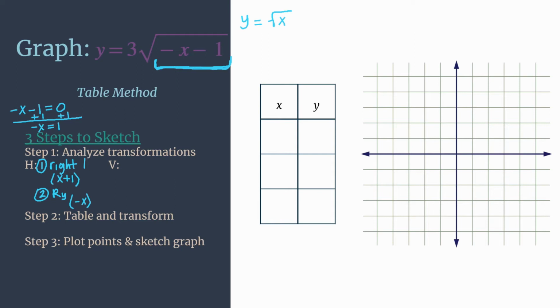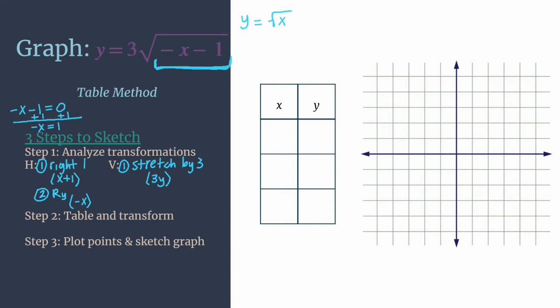Now let's look at our vertical transformation, and that's the 3 out front. Okay, so remember, vertical transformations affect the y coordinates, and what you see is what you do. If you have multiple, you would use PEMDAS order. Here we just have the 1. We see that 3 times the square root, and so that means we're going to multiply all our y's by 3. So that will stretch our graph by a factor of 3. Okay, so that's just y's times 3. All right, so those are our transformations.